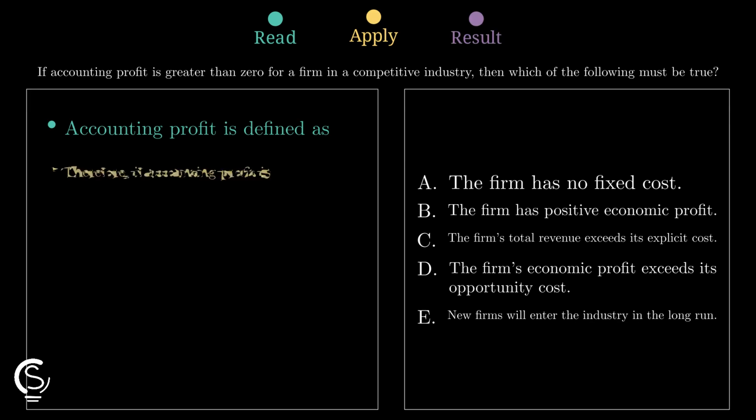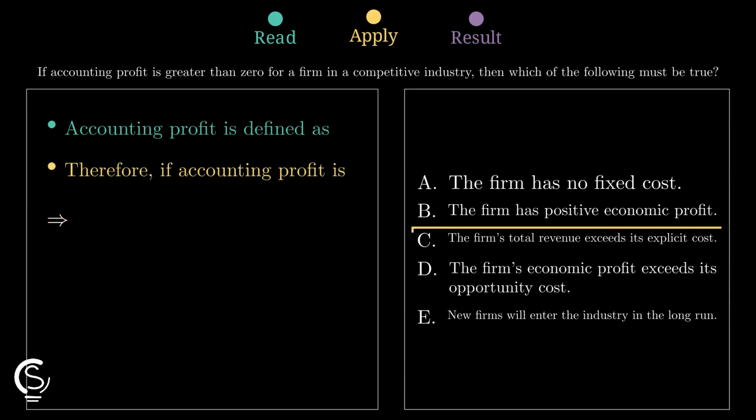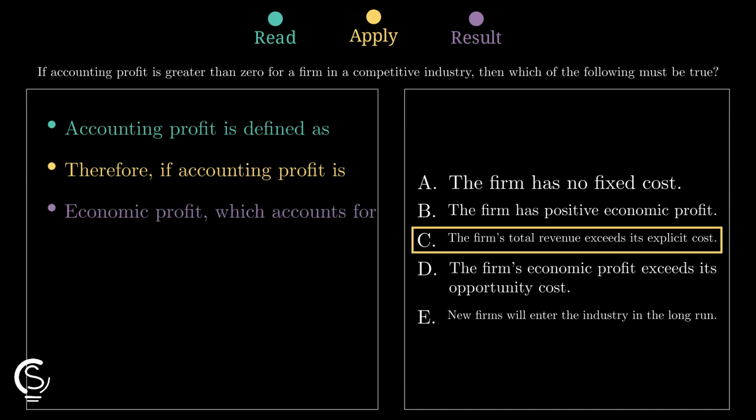Economic profit includes implicit costs like opportunity costs. Since only accounting profit is positive, only option C must be true for this firm.